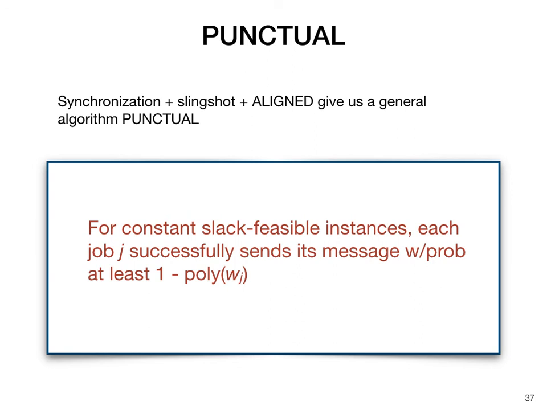These ingredients, synchronization, Slingshot, and aligned, give us our algorithm PUNCTUAL that handles the general case and provides us with the guarantee we wanted. That is, for constant slack feasible instances, each job succeeds in sending its data message with high probability in its respective window size.